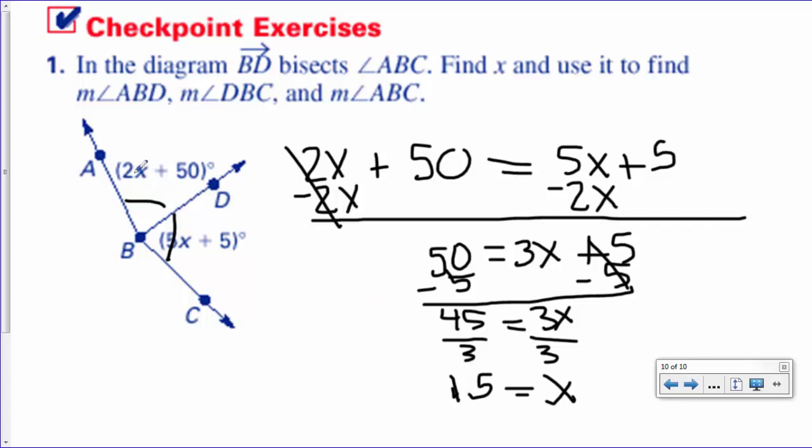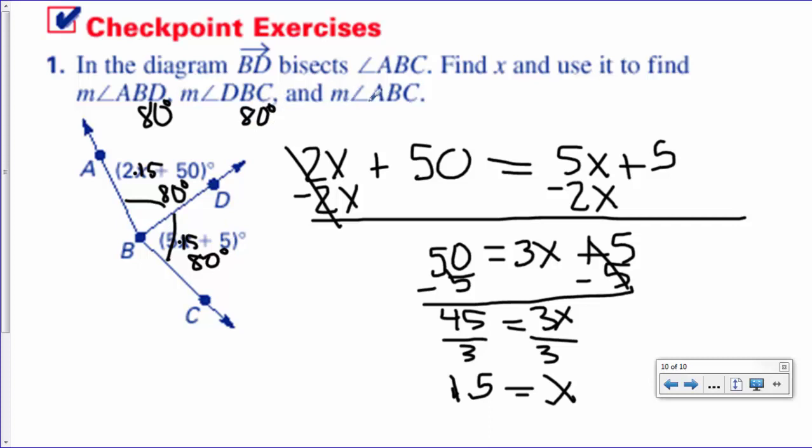Plug that back in for x. 2 times 15 would equal 30, plus 50 would equal 80 degrees. So my first angle's measure is 80 degrees. My second angle, angle DBC, 5 times 15 would equal 75, plus 5 is once again 80. They should equal the same, the two smaller angles.